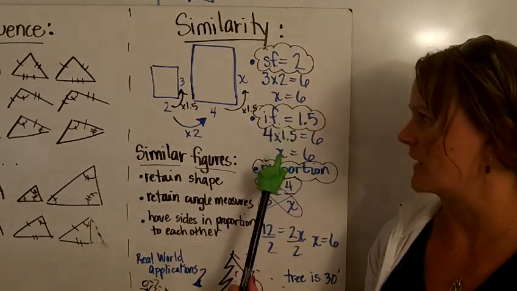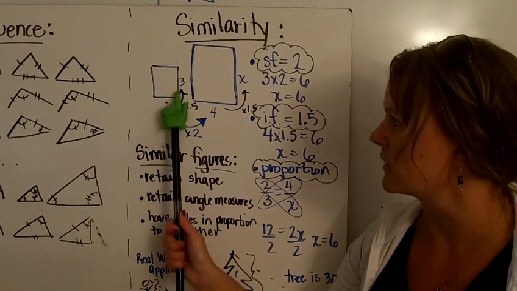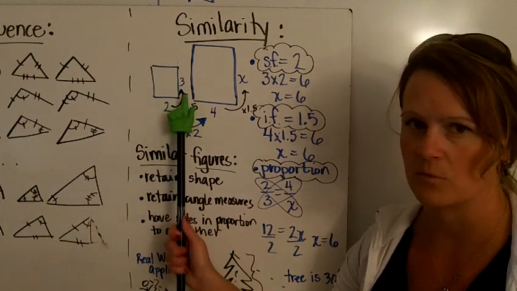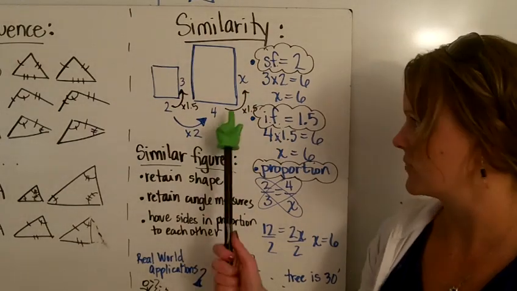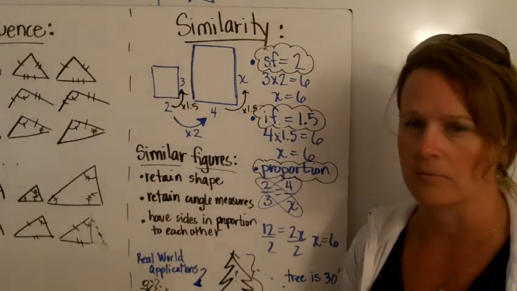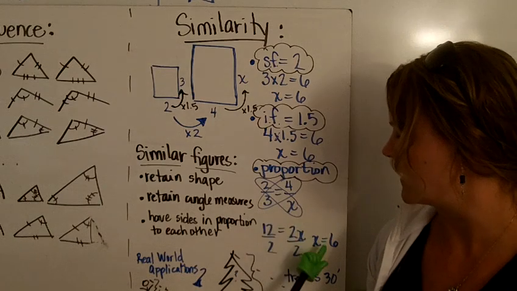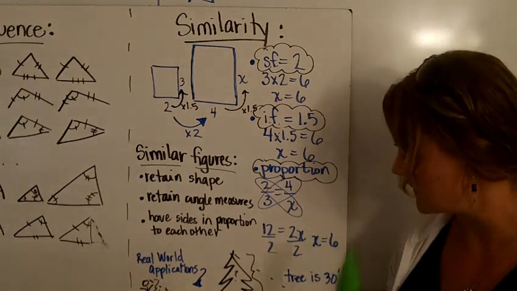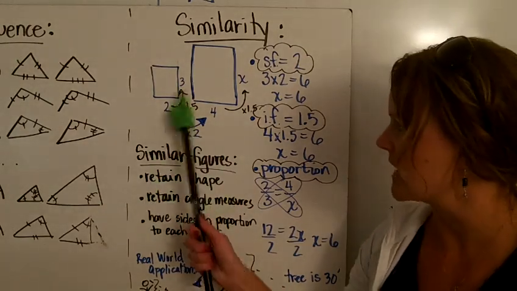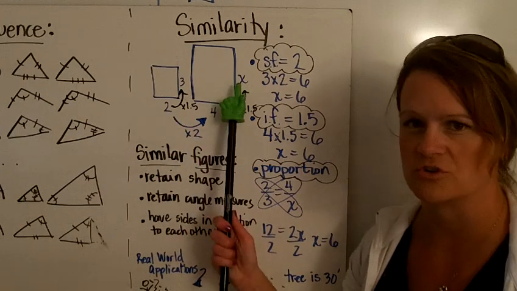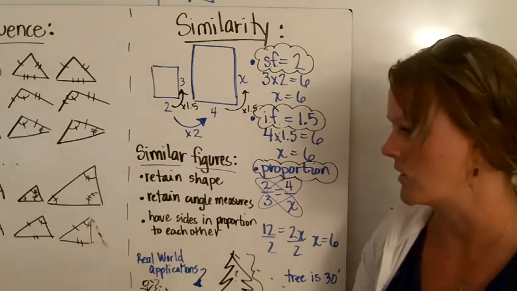If I want to use the internal factor method, then I'm looking at the relationship between the sides of the first figure. And I can see that the relationship between 2 and 3 is this: 2 times 1.5 is 3. So I know that 4 times 1.5 will have that same proportion. 4 times 1.5 is 6. Of course, I get the same answer. Or I could set up a proportion. 2 is to 3 as 4 is to blank. And I can cross multiply and divide here and still end up with, of course, the same answer of 6. Just remember this about similar figures. They retain their shape, they retain their angle measures, and they have sides that are in proportion to each other. That's what allows us to look at these various methods of solving for an unknown side.